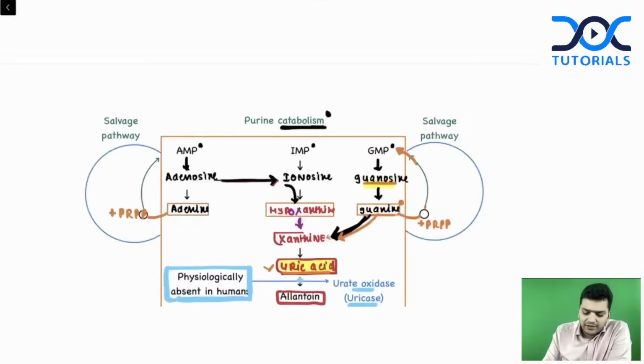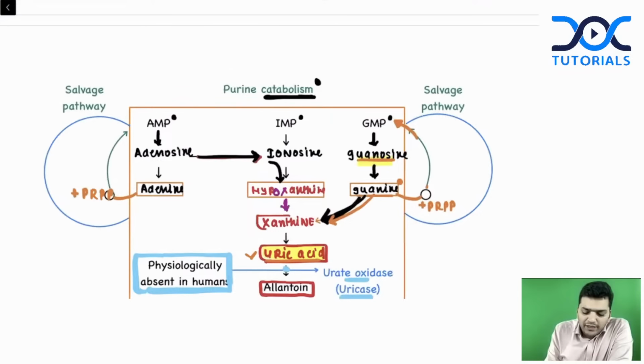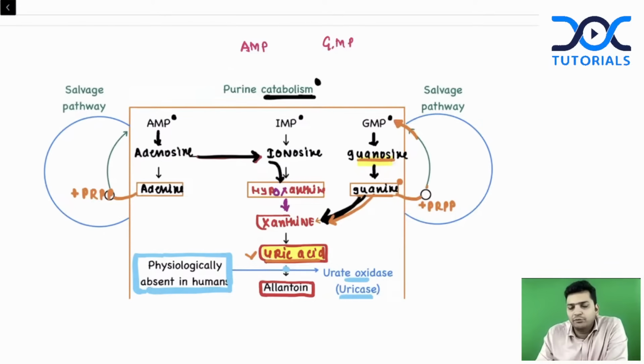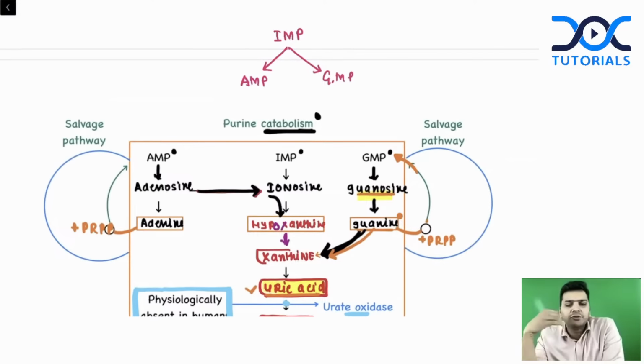When it comes to HGPRT, it will be like this. We have two main purines, A and G. If I ask you what the main purine nucleotides are, they are adenosine monophosphate and guanosine monophosphate. These are made from one common purine nucleotide, IMP, which converts into AMP and GMP. So overall, we have three purine nucleotides: AMP, IMP, and GMP.